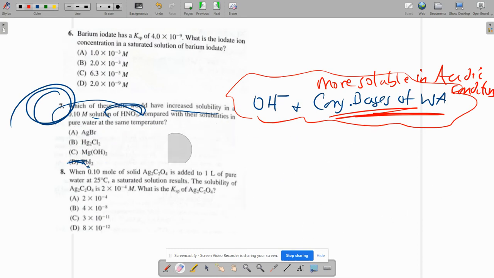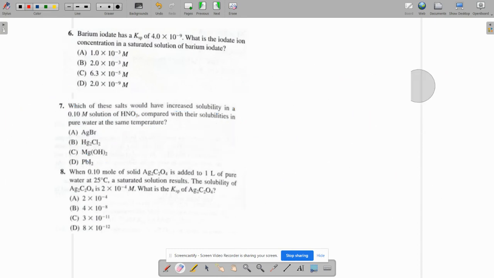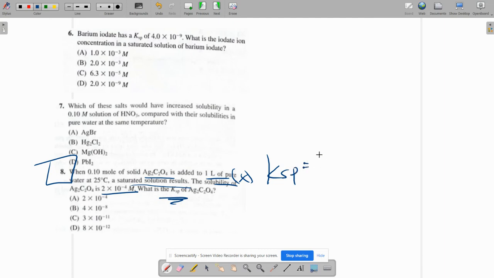Let's see, what's next? Okay, number 8, another nice little calculation. It says when 0.1 moles of solid silver oxalate is added to 1 liter of pure water, a saturated solution results. The solubility of Ag2C2O4 is given. What is Ksp? So again, I gave you the X value. We're looking for the Ksp. So for this guy, it would be 2X for the 2 silvers, X for the oxalate. Make sure you square the silver. So another 4x cubed.